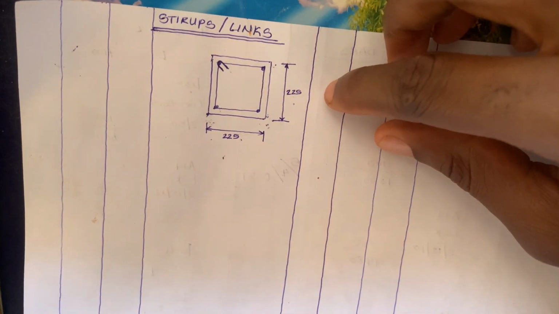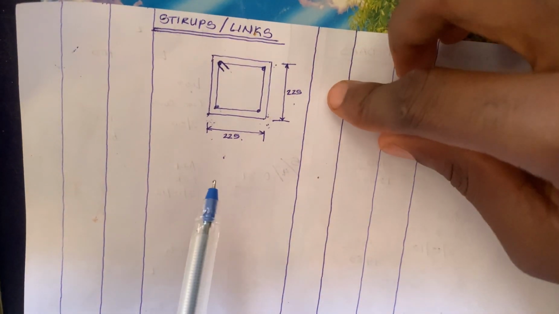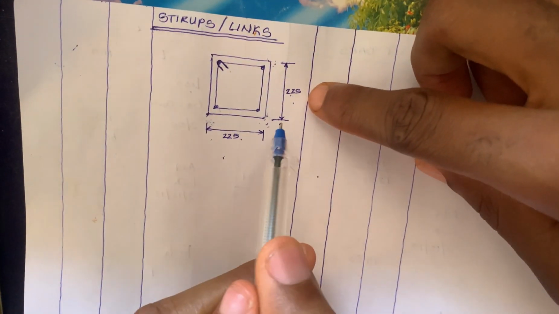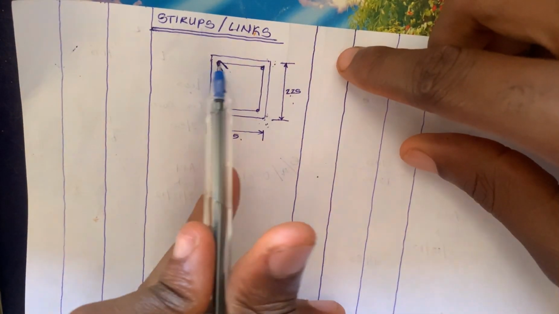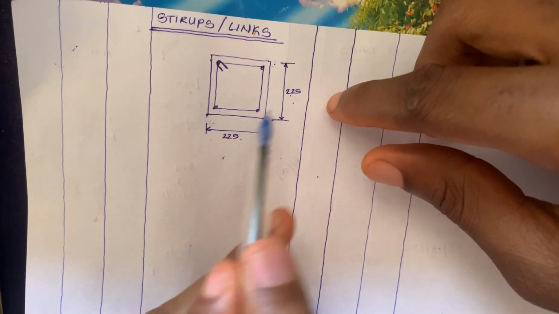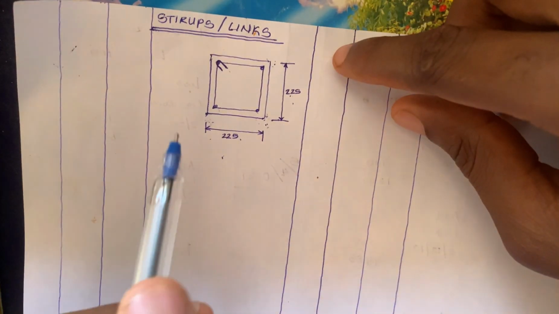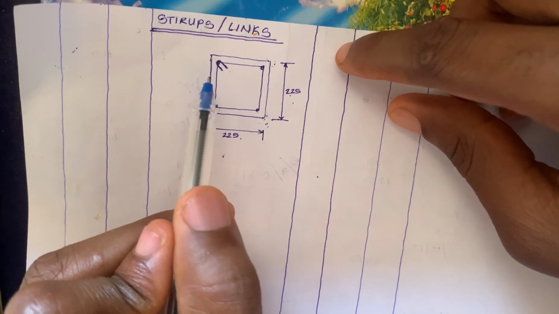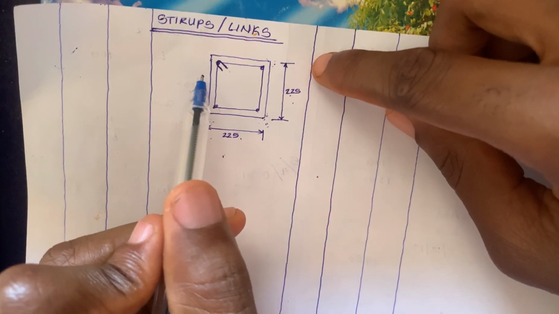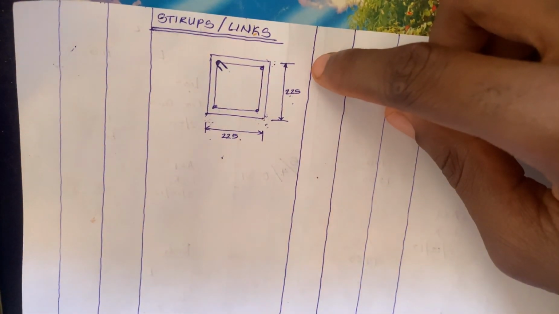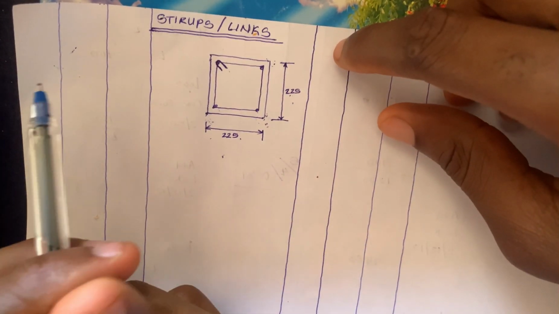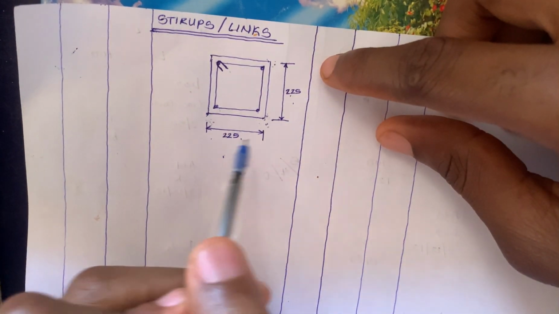Now to calculate that, all we need to do is this. Since we know that the height of our lintel is 225, we are going to be minusing concrete cover, because the links are inside of the concrete, the in-situ concrete. So now when calculating for the stirrups or the links, the concrete cover to be removed is not 50. That would be too excess to be removed for this small space. So we usually use 25 mm as the concrete cover for lintels.